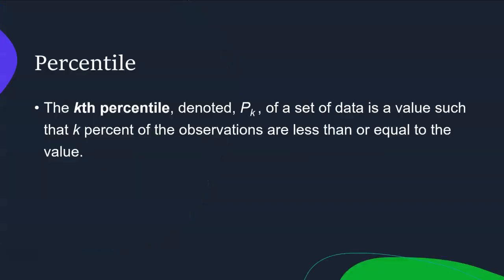The first thing we want to talk about is percentile. Just exactly what is a percentile? The kth percentile, which we denote P sub k, of a set of data is a value such that k% of the observations are less than or equal to the value. We hear these all the time when we're talking about test results, like your SAT test results. You scored in the 90th percentile or the 78th percentile.